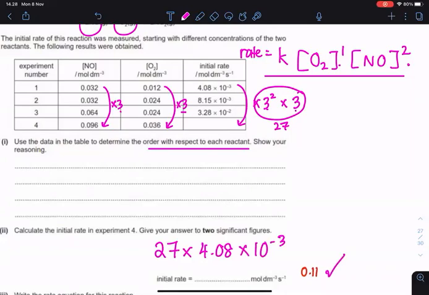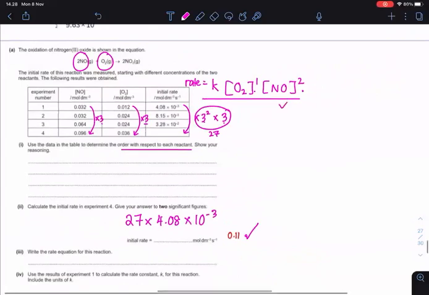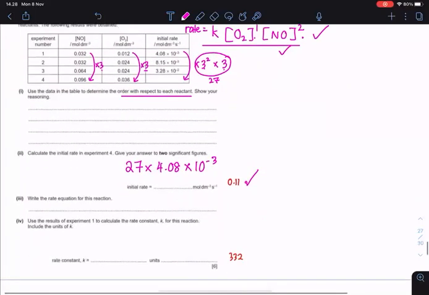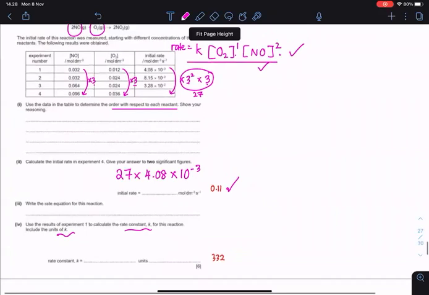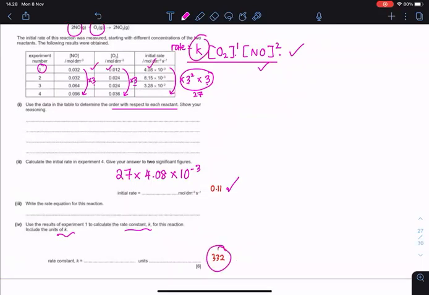So this one you can try on your own. You can only do that once you know the rate equation, and then write the rate equation. You write that same rate equation, and you can calculate the units of k. You can calculate the rate constant. Just use experiment number 1, put all the values there, you can calculate what is k. And this one you will get 332. Go and try yourself.